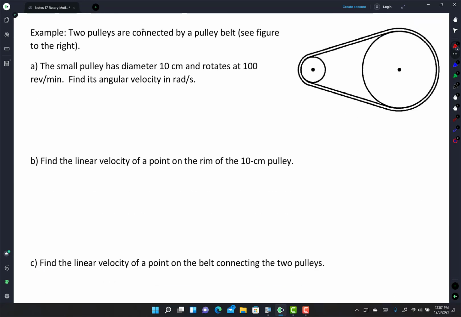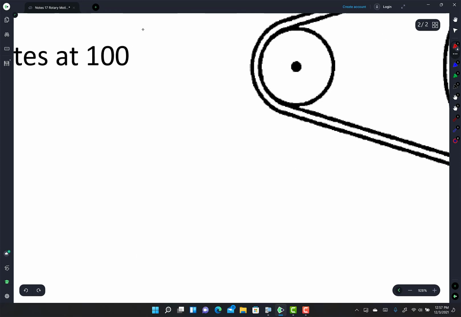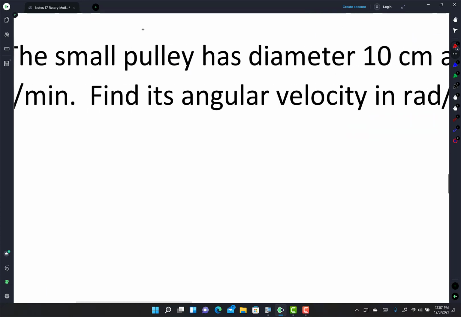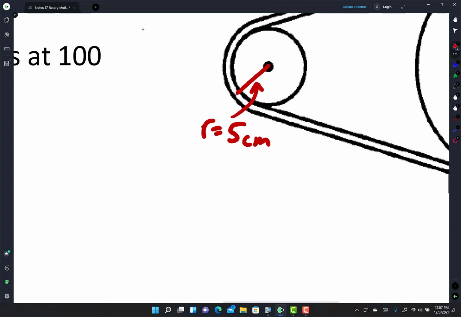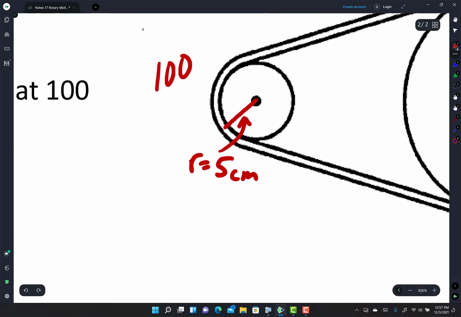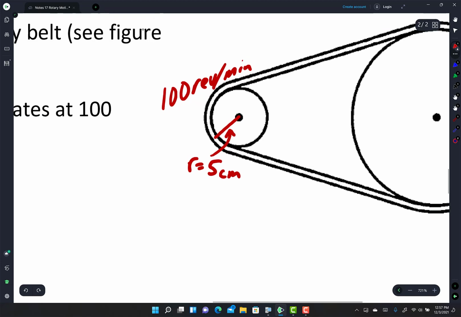I got two pulleys with one belt. So we're just gonna do one at a time, guys. The small pulley has a diameter of 10, so that means my radius is 5. That's what I think is more important, the radius. So that distance there is 5 centimeters. And I'm rotating at 100 revolutions per minute. So I'm going to write that somewhere close to this: 100 rev per minute. That's how fast the little guy's going. Are we okay? All right.